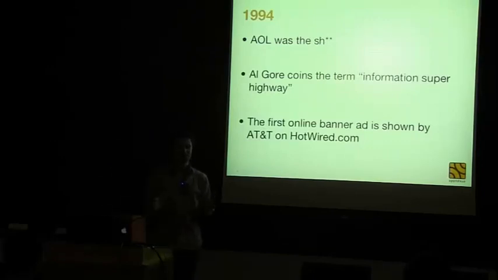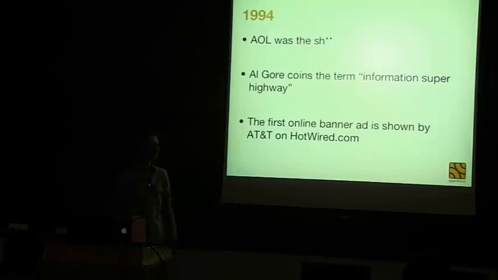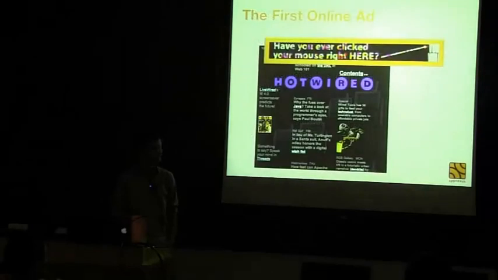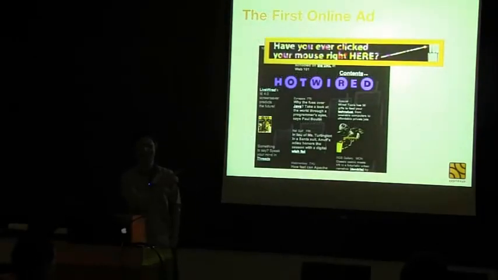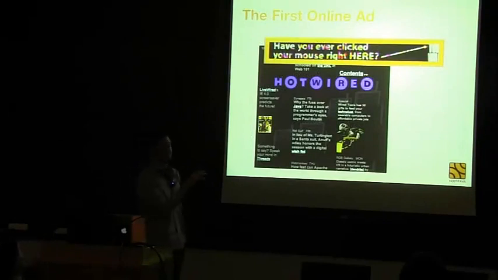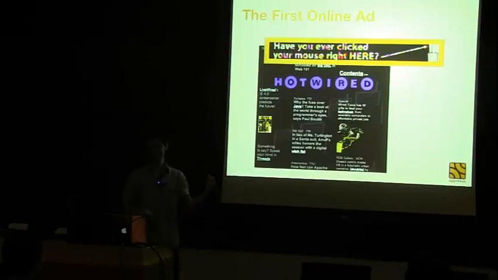And people were just starting to hear about the World Wide Web. Companies were just starting to build websites. And most importantly, 1994 was the year that online advertising was invented. So this was the first online ad ever shown, actually. It was probably the most deceptive ad ever shown. It literally says, if you can't read it, "Have you ever clicked your mouse here?" And it was an AT&T ad, as hard as that is to believe.